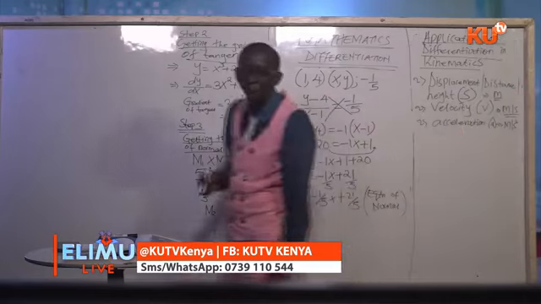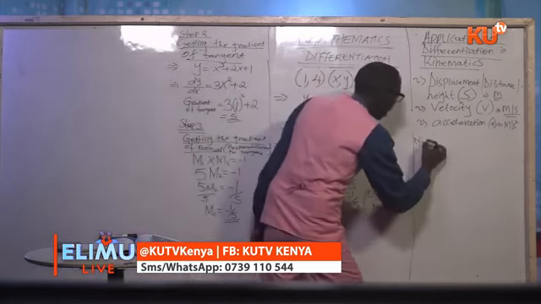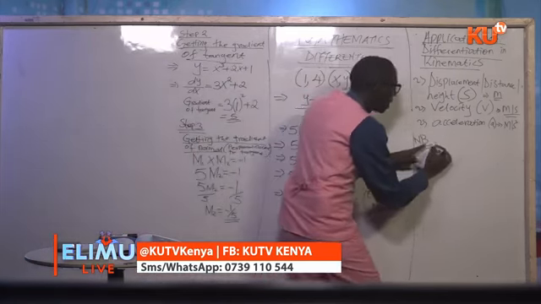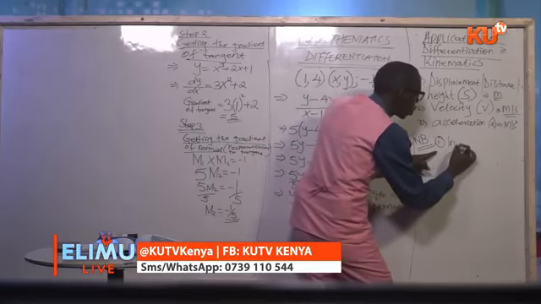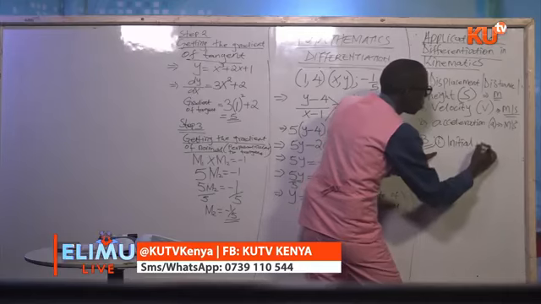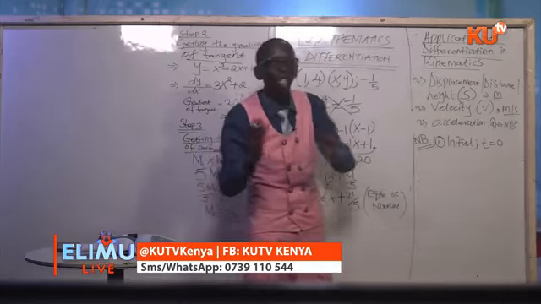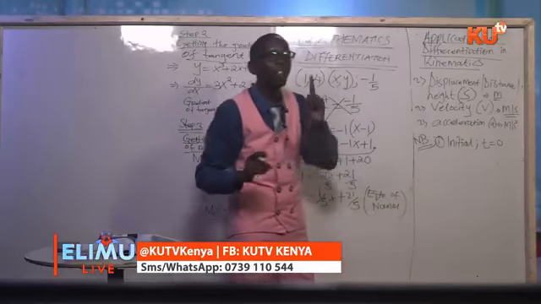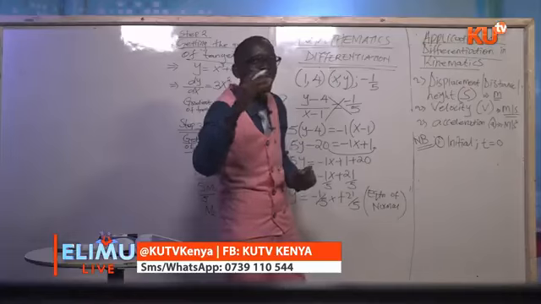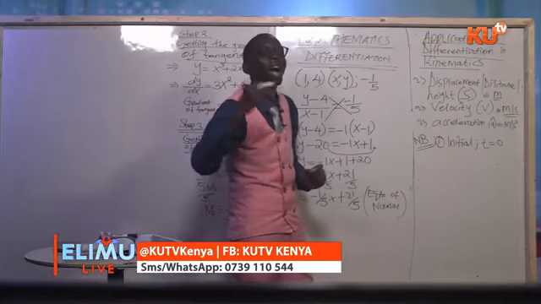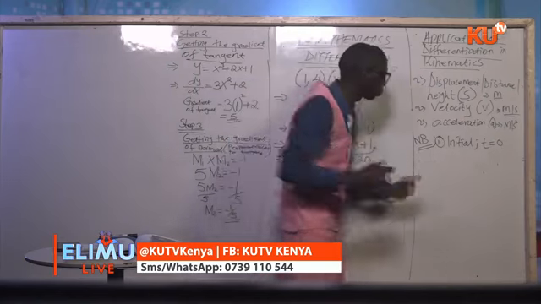NB, some important things to note on kinematics. NB1, in this case, anything initial means t is equal to 0. If you are asked to get the initial velocity, it means get the velocity when time is 0. Determine the initial distance, the initial acceleration. It is acceleration when time is 0.